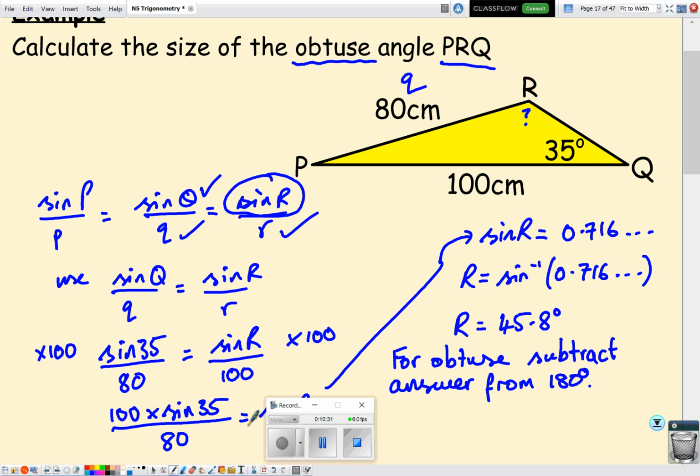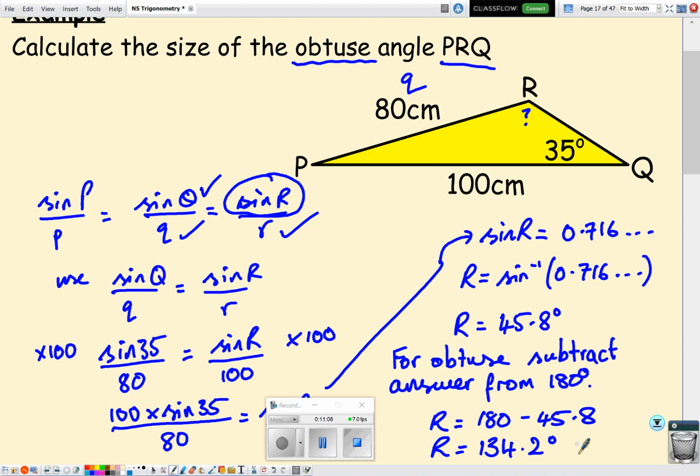But for now, all you need to know is if you're finding the obtuse angle, and the question will usually tell you, or it'll be blindingly obvious from the diagram, find the acute angle using the method I've shown you, and then subtract that from 180 degrees. And if you do that, you will get R equal to 180 take away 45.8, and so R is 134.2 degrees. Okay, so that's the way to do it.